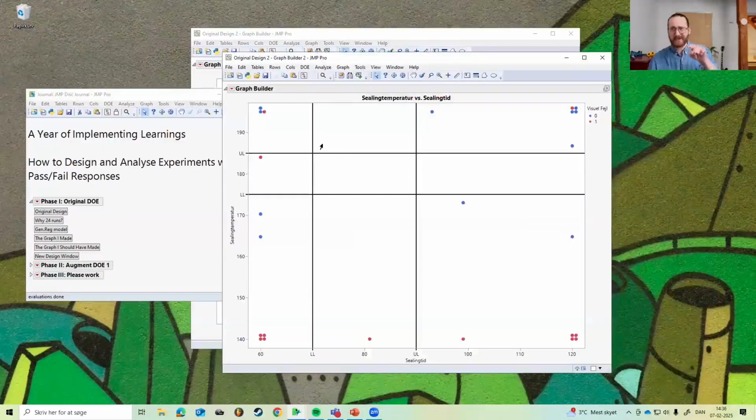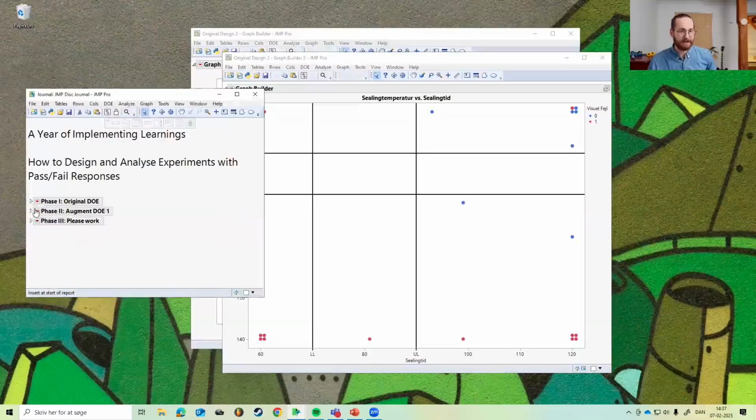But what we then did is, within this space, when we're zooming in, that looks good. We don't have any data in that space, but it looks promising. So that was the next design. Let's look at that.